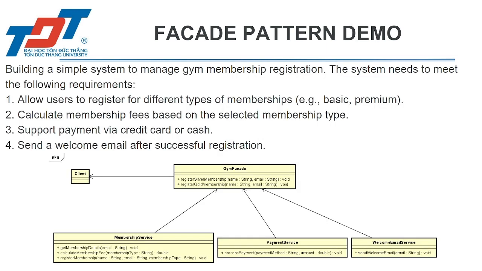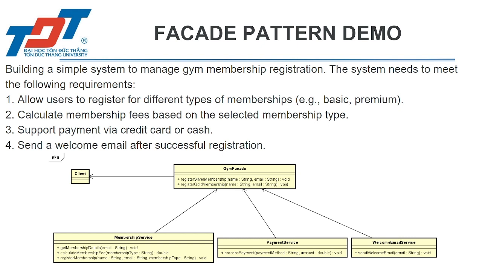Here I have the facade pattern demo. I want to build a simple system to manage gym membership registration. The system needs to meet the following requirements: allow users to register for different types of membership, calculate membership fees based on the selected membership type, support payment via credit card or cash, and send a welcome email after successful registration.